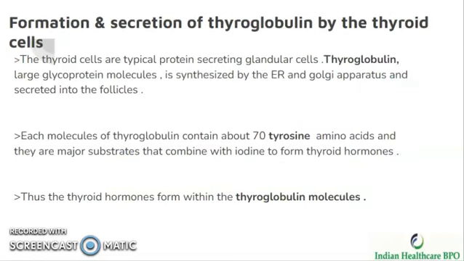And formation and secretion of thyroglobulin by the thyroid cells. The thyroid cells are typically protein secreting glandular cells. Thyroglobulin, a large glycoprotein molecule, is synthesized by the endoplasmic reticulum and Golgi apparatus, and secreted into the follicles. Each molecule of thyroglobulin contains about 70 tyrosine amino acids, and they are the major substrate that combines with iodine to form thyroid hormones. Thus, the thyroid hormone forms within the thyroglobulin molecule.